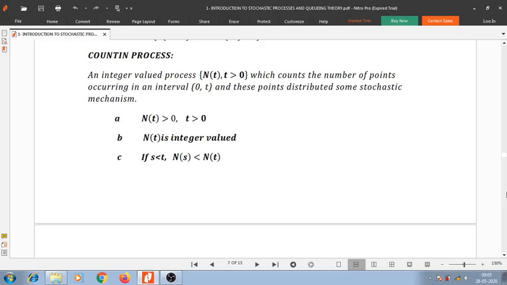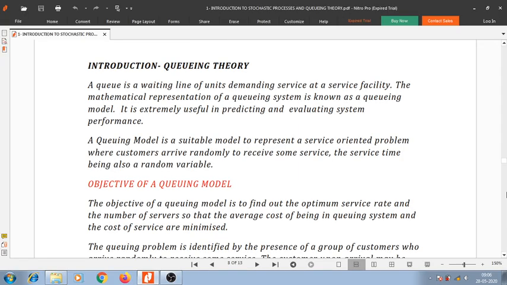Now we have discussed the counting process, Markovian process, stationary independent increment process, classification of stochastic processes, and definition of a stochastic process. These five things will be useful in our queuing theory. Right? What is queuing theory? Queuing theory is just about a waiting line. Why are we waiting? Demanding the service from a service station.